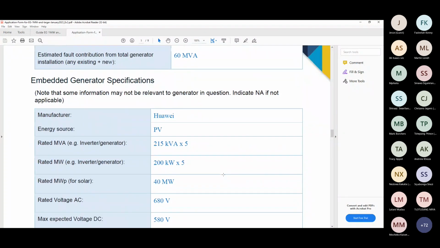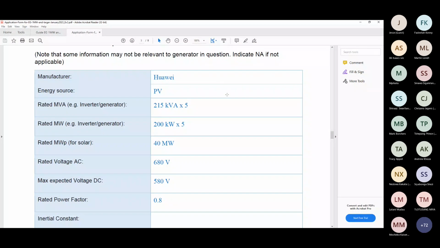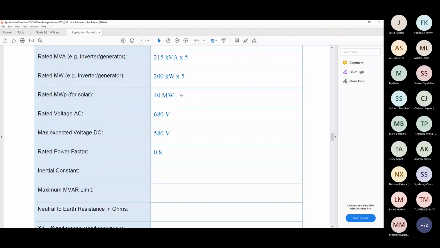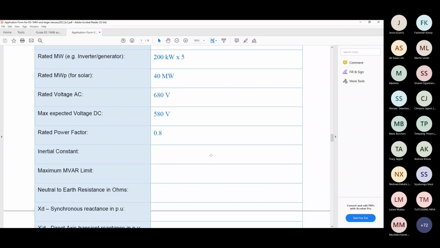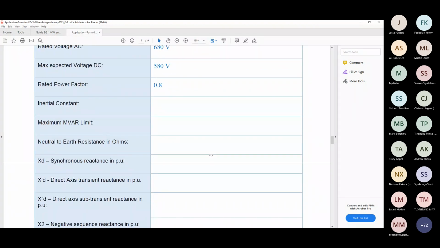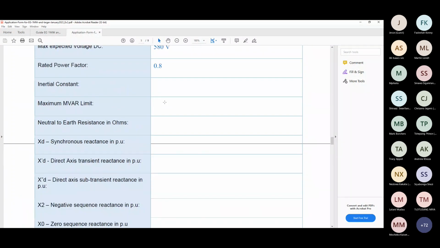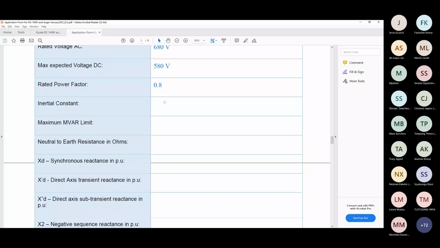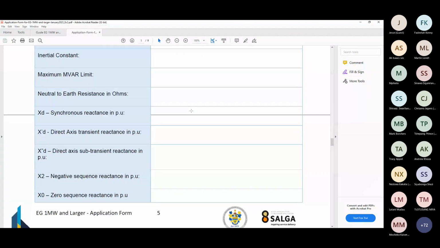That's all there. There's the manufacturer, it's PV. What are the inverters, MVA and megawatt range? PV installed, voltages, rated power factor. Now he's basically completed most of it so far, but here's a bunch of open blocks. Is that a concern? You have to decide that now.